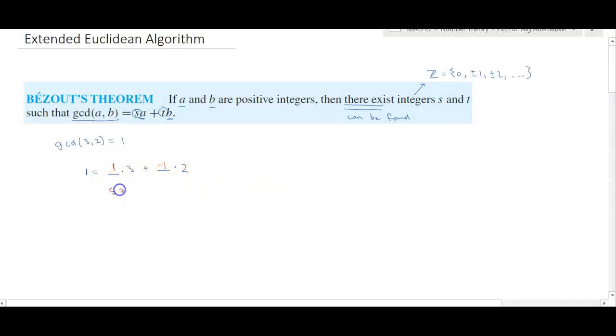In this case, s would be equal to 1. That's the coefficient applied to whichever one we choose to call a. And then t would be negative 1, the coefficient of what we're calling b. Now this might seem like a trivial theorem, like, okay, if it's this easy for this one, it must always be this easy. But it turns out it's actually not the case.